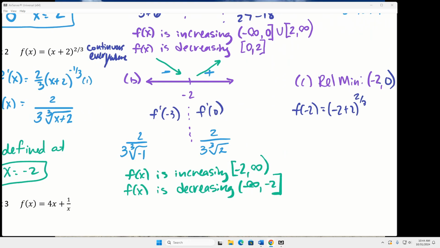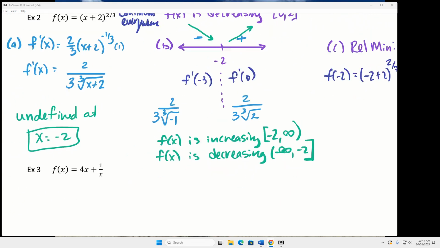If it ever doesn't, do you guys know what to do if you need to raise something to the 2/3? Is that where you take the cube root and square it? Good. You can do it in any order. So you could do cube root and then square, or you could do square and then cube root. It works out. Okay, one more to do.